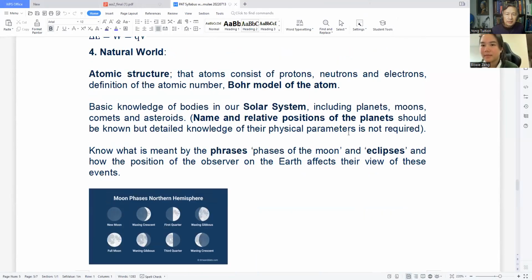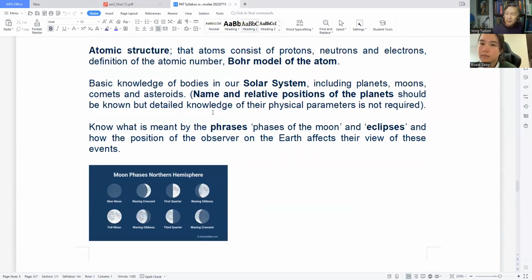Okay, so since last time we have been talking about the natural world. The atom is a small natural world. A lot bigger than the Earth is the solar system. So you need to know some basic ideas, for example, the phases or different names of the moon. I remember you asked me, do I have to memorize? You don't have to.